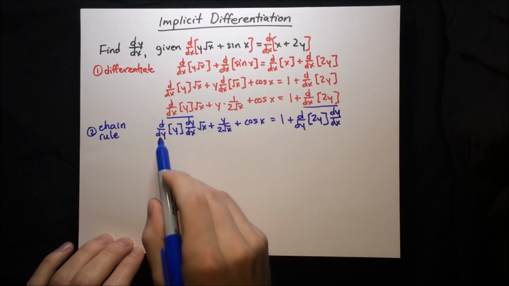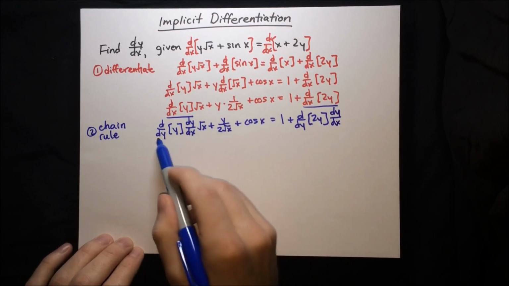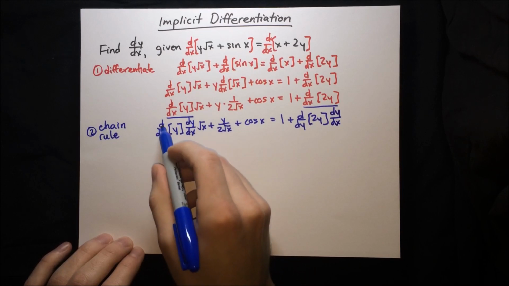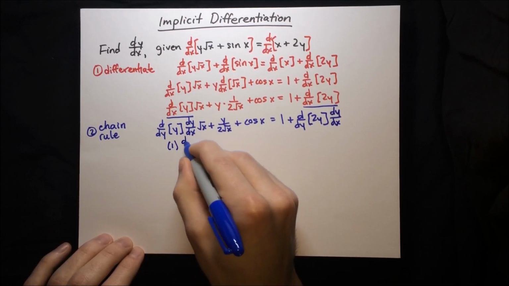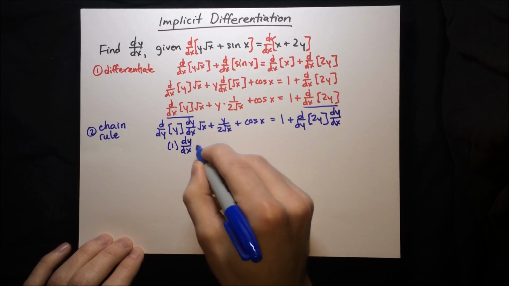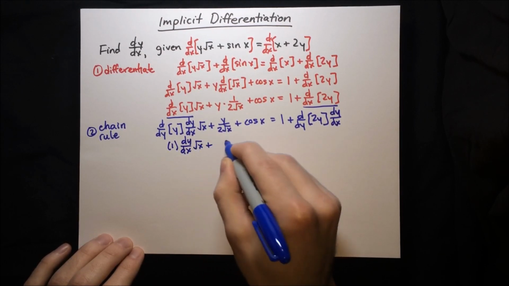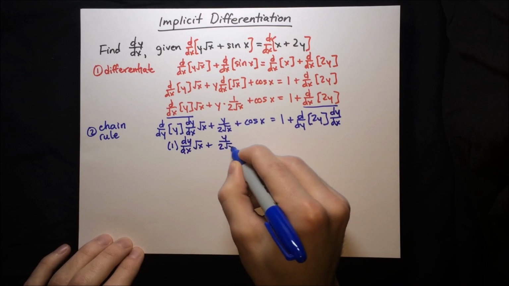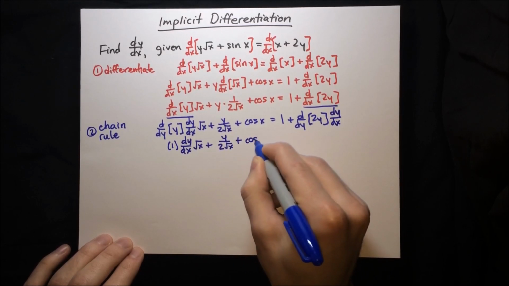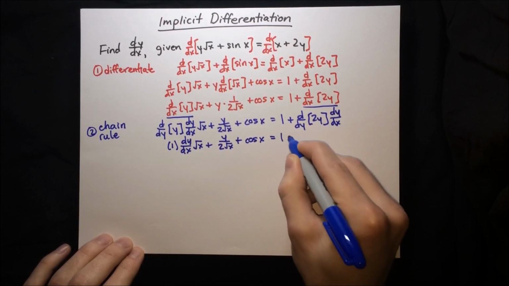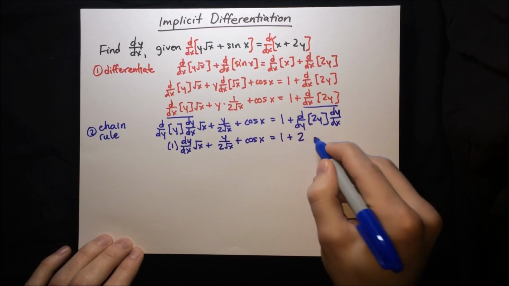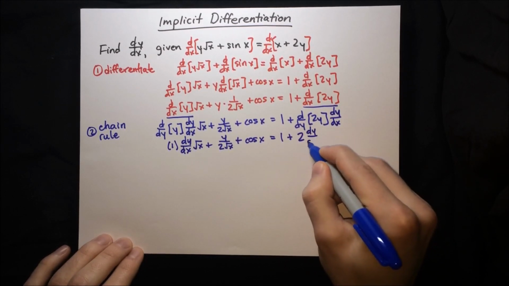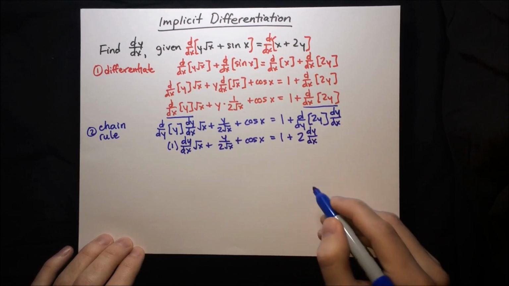And then we can go ahead and take these derivatives now that the variables match up. So d/dy of y, that's just 1. So 1 dy/dx root x plus y over 2 root x plus cos x equals 1 plus d/dy of 2y, that's just 2, and then we've got our dy/dx at the end.